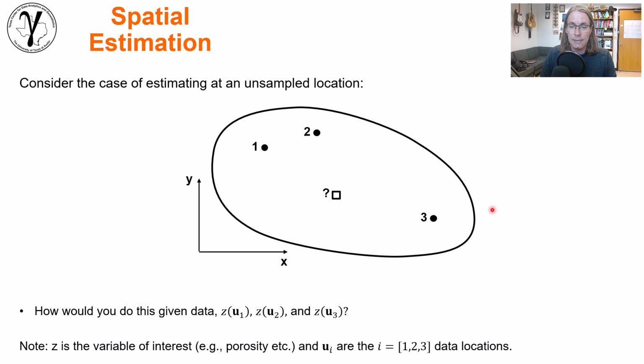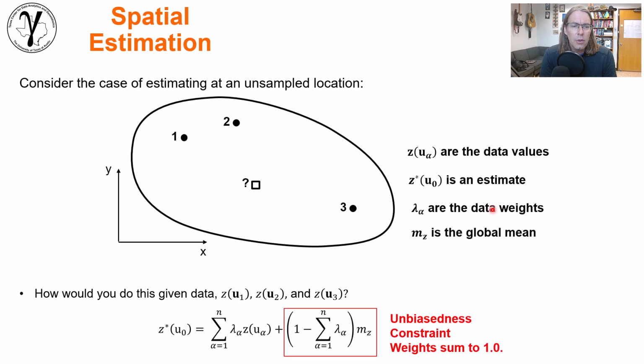these 3 locations? A very natural thing to do would be to say, let's just take a linear combination of those 3 values, ignore this part right here, with some type of weights. So lambda are data weights, z of u alpha are the values at these locations, porosity at this location, this location, this location. And if we take the sum of the weights multiplied by the values, that would give us an estimation model.